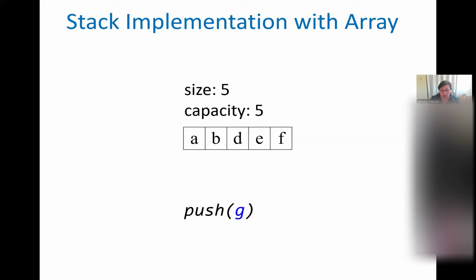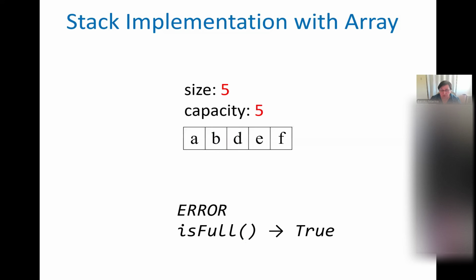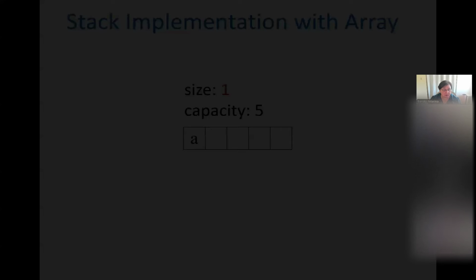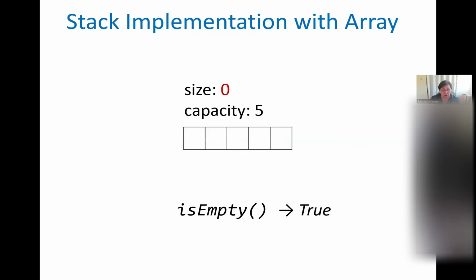And now I want to push G, and it's full. Either is full is true, or we resize and copy to a new, more spacious array. So here we just need to resize the array. Now pop, you see pop is going from the same end, completely cheap and nice, and pop, pop, pop, and when size is 0, is empty returns true.